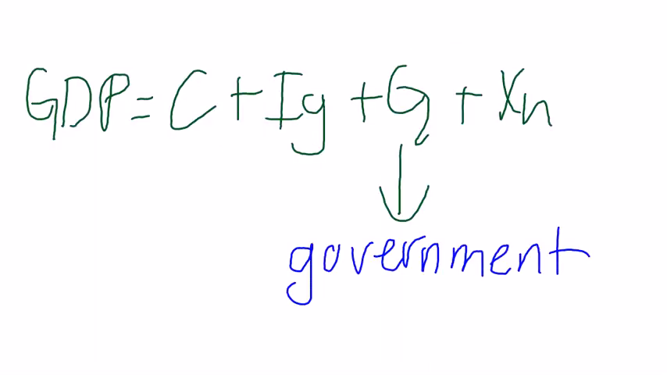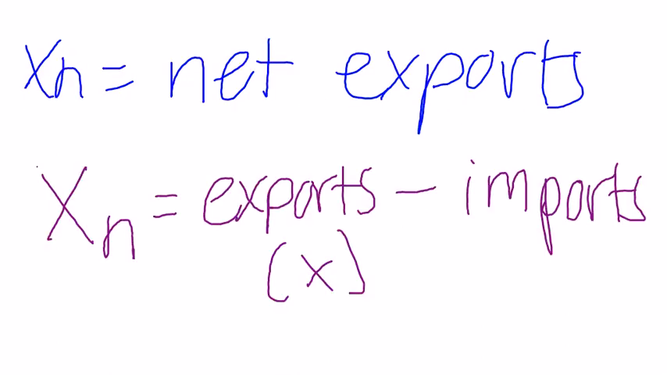On to the XN. XN is the net exports. And you can find the net exports by taking the total exports minus the imports.